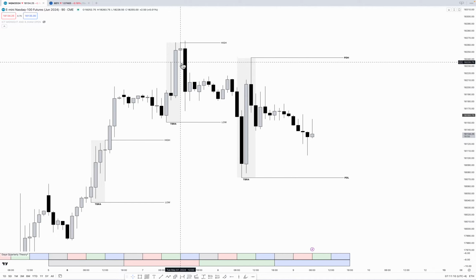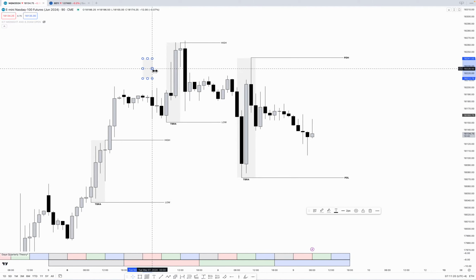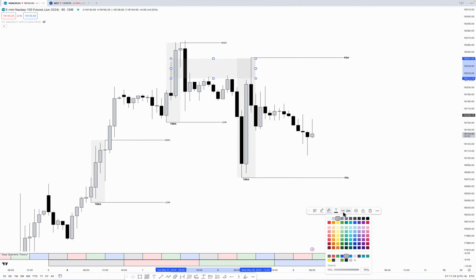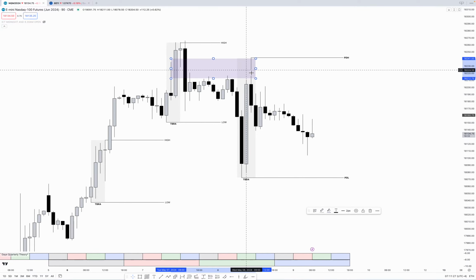to ideally draw to this implied fair value gap right here. If I'm to mark that out, it's 50% of this wick and 50% of that one. So it's ideally this range right here, within the time-based range array, or the TBRA, yeah, I think we just call it by abbreviations. And then it began to distribute lower, creating some form of a low right here.